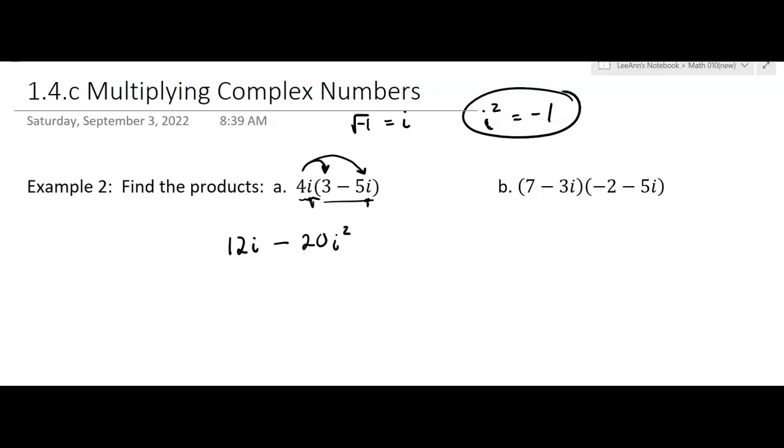Okay? But that's the multiplying. But we're going to think about this part right here. That i squared, we're not going to let it be i squared. We're going to make it -1. This is the simplifying part. So 12i minus 20 times -1. Well, that's going to make it 12i plus 20, right? Because you've got minus 20 times -1, minus -20, which is plus 20.